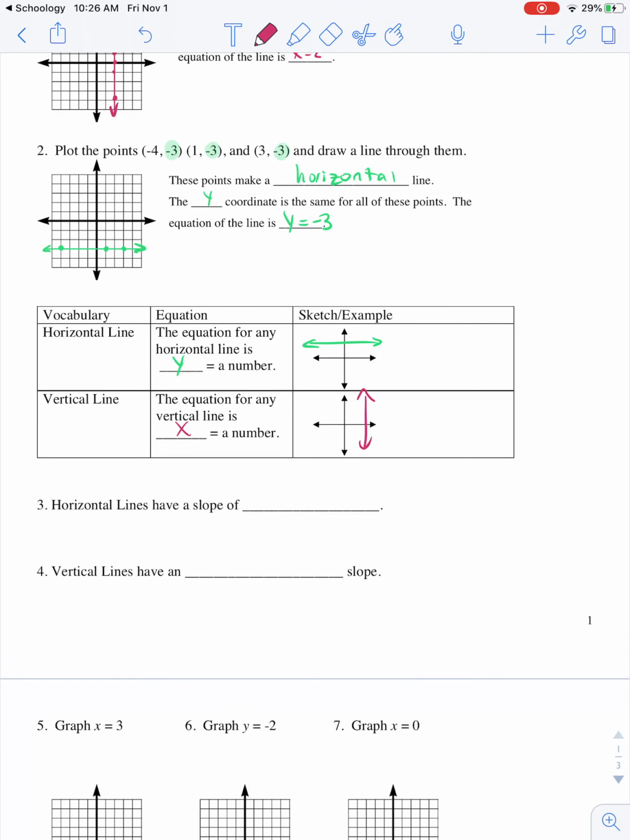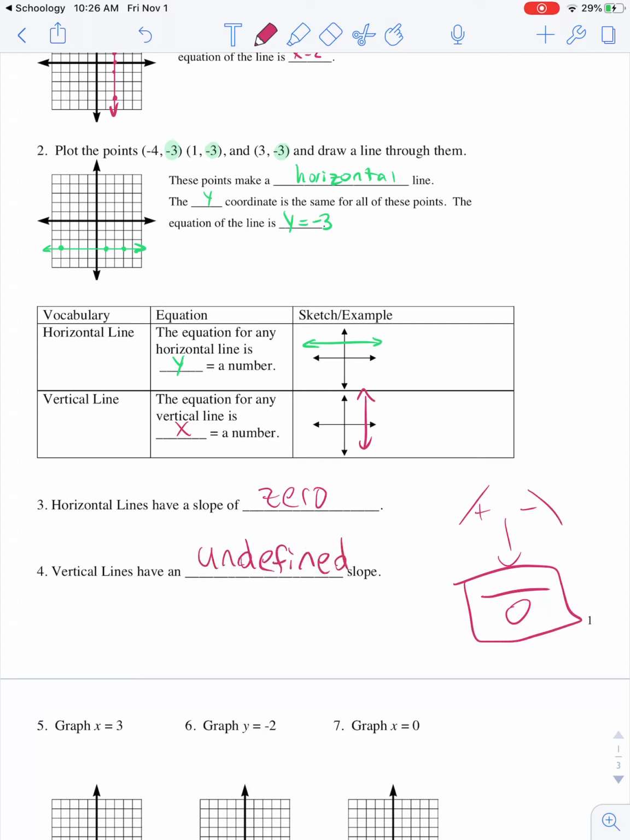Now, they're going to start asking us for horizontal lines and vertical lines and their slope. Well, let's remember slope man. Slope man would say a horizontal line has 0 slope. A vertical line has an undefined slope, as we've talked about in previous lessons.